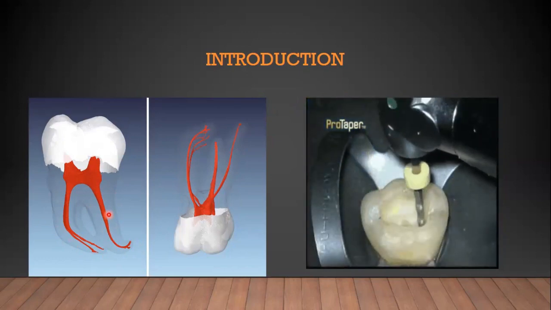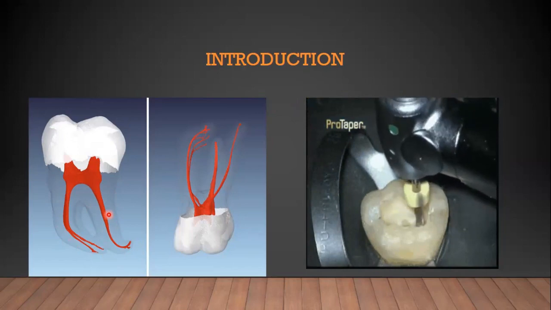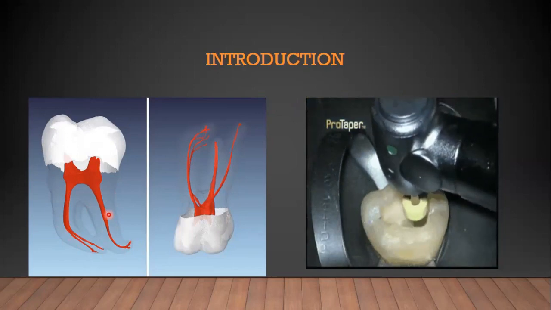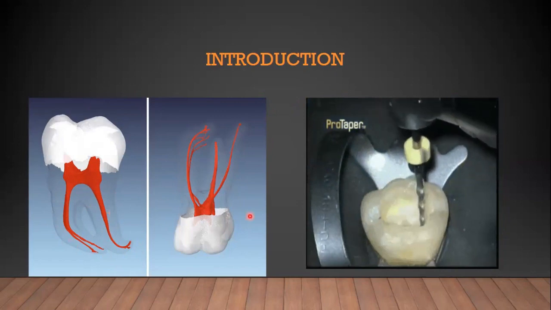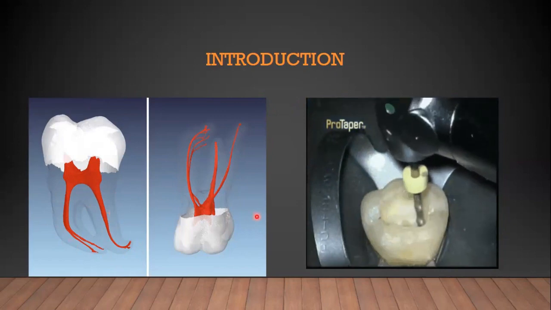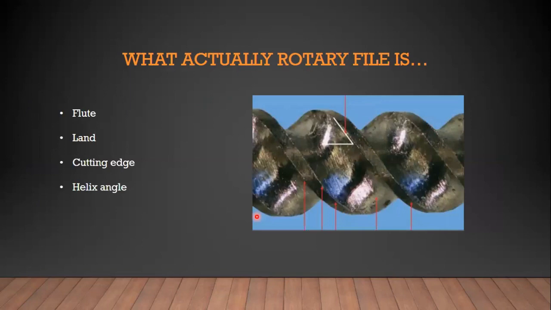Even the incidence of the fracture of rotary varies according to the type of instrument, the brand, the size, the taper, and the cross section. So it's very important to discuss the components of the file. So what actually is a rotary file? It consists of the flutes, the land, the cutting edges, the helix angle. We'll discuss each one by one.